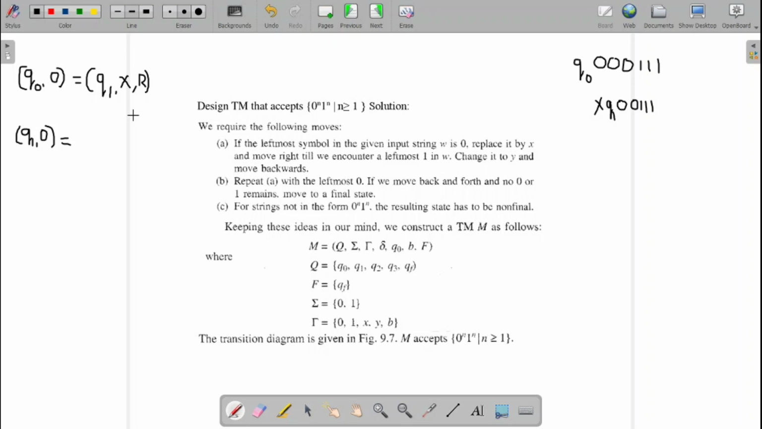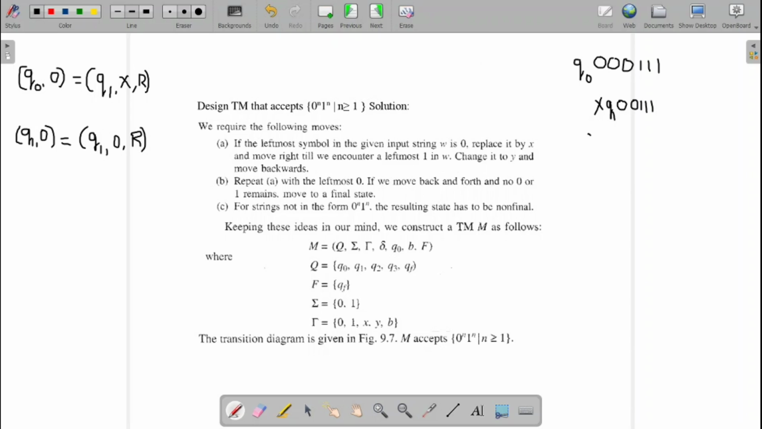I am in Q1 means I have seen the input 0 over there. Now I am in search of 1 for that corresponding 0 which I saw earlier. Whatever the rest of the zeros are there, I won't do anything. I will just keep on moving right side till I get the 1. So Q1 as it is, 0 as it is, and I will have the right move.